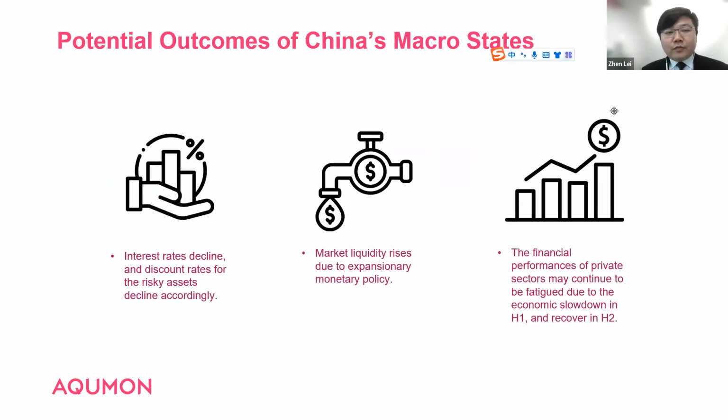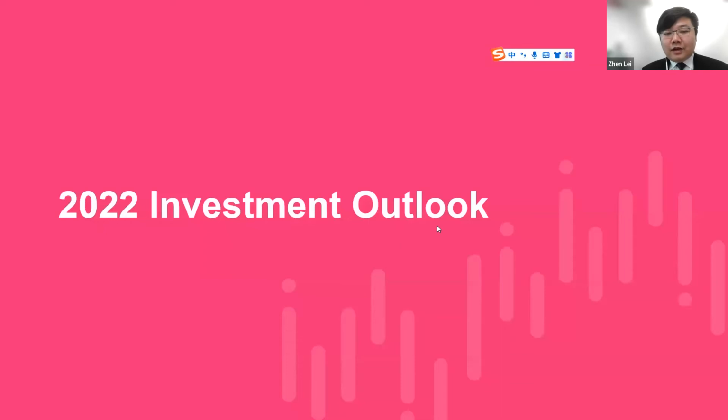So here we have the potential outcomes of China's macro states. First of all, interest rates will definitely decline, and discount rates for the risky assets decline accordingly. Market liquidity also rises due to the expansionary monetary policy. The financial performances of the private sectors may continue to be fatigued due to the economic slowdown in the first half of the year and may recover in the second half of the year. And let's look at the investment outlook for 2022.